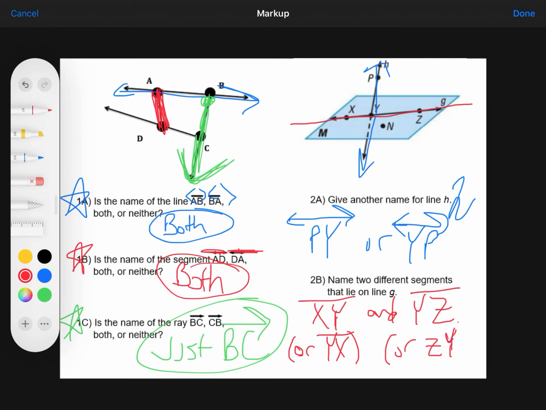You could have also, not that I'm going to write this down, chosen segment XZ or ZX, but you could not have chosen capital N, that's not on the red line. You couldn't have chosen P, that's not on the red line. You couldn't have chosen that capital M, that's over in the corner, not on the red line. Just to be clear what we're talking about here, XY or YX is this little portion, and YZ or ZY is this little portion. A portion on the left of the whole line, a portion on the right of the whole line. Those are the two different segments we see.